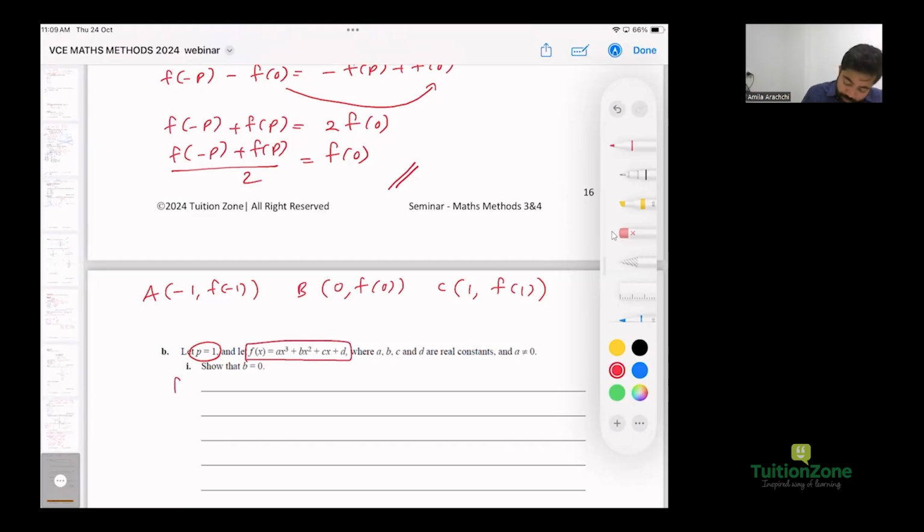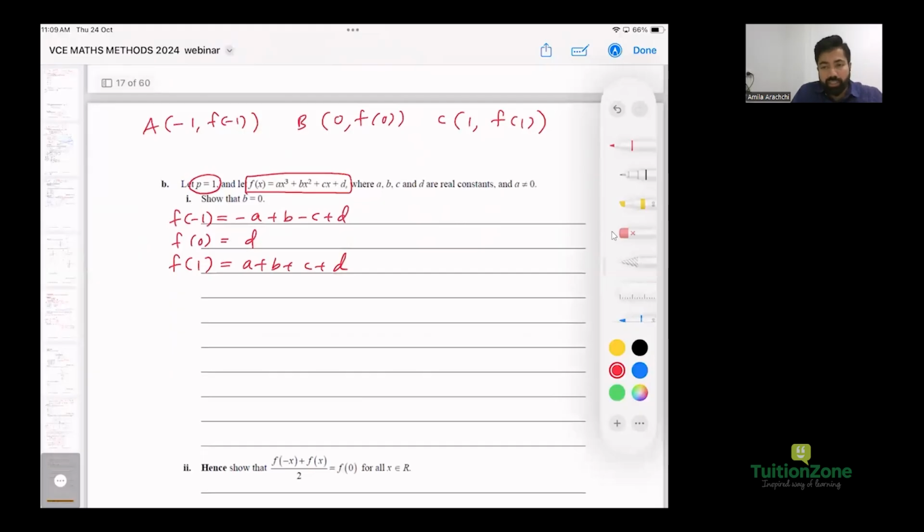So what's the f of negative 1? Sub negative 1 into the equation. So we end up getting negative a plus b minus c plus d. So I'll just keep writing them because these are easy. I'm not going to explain. They're all positive. Is that clear so far?